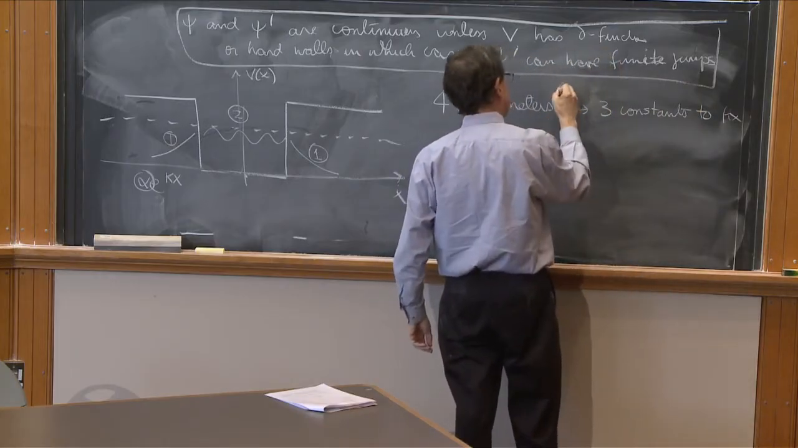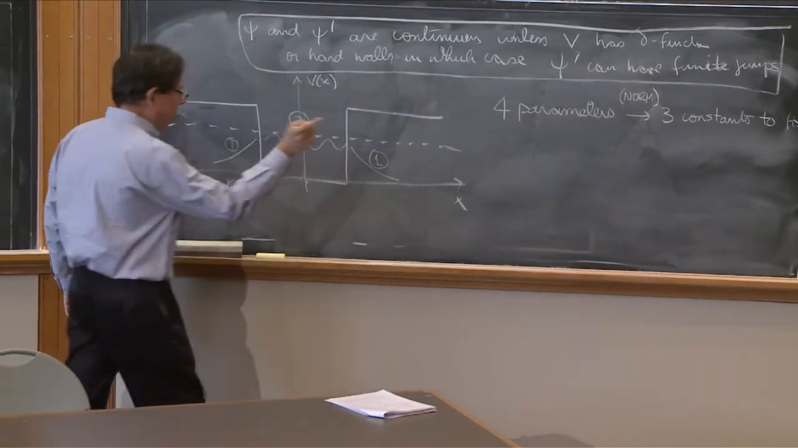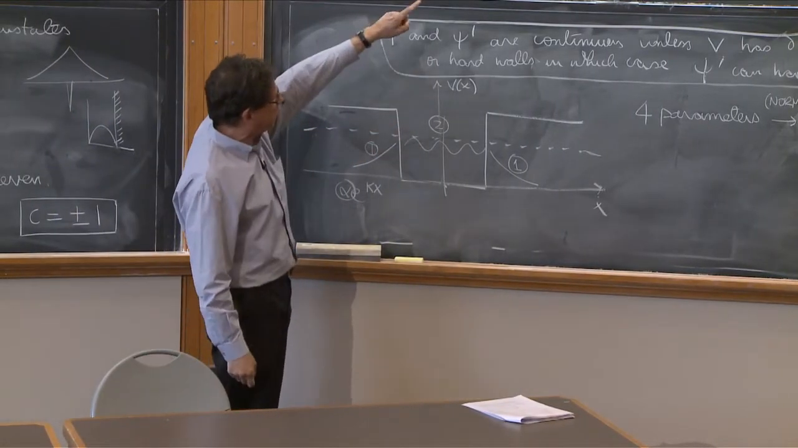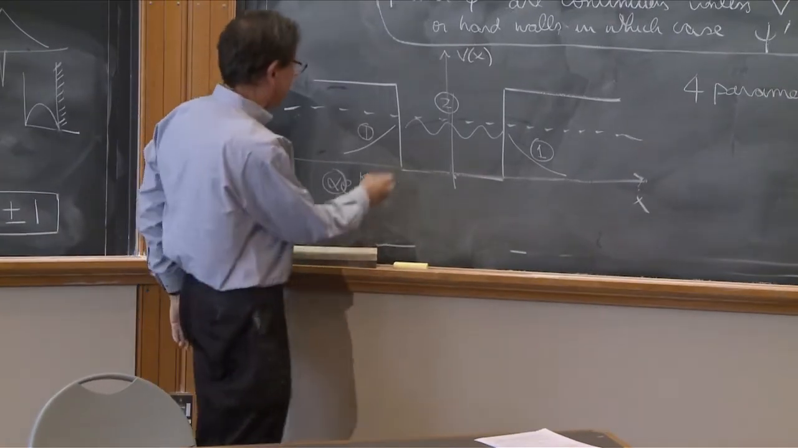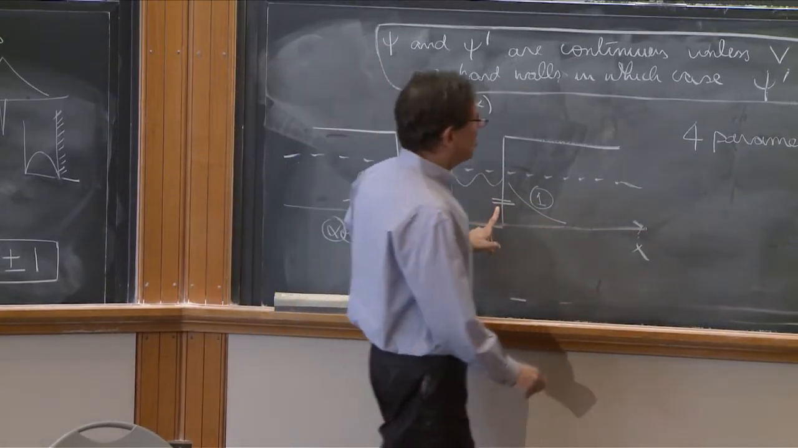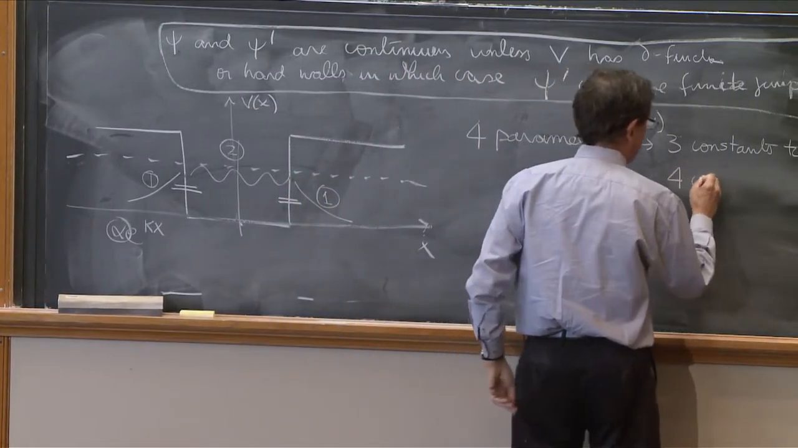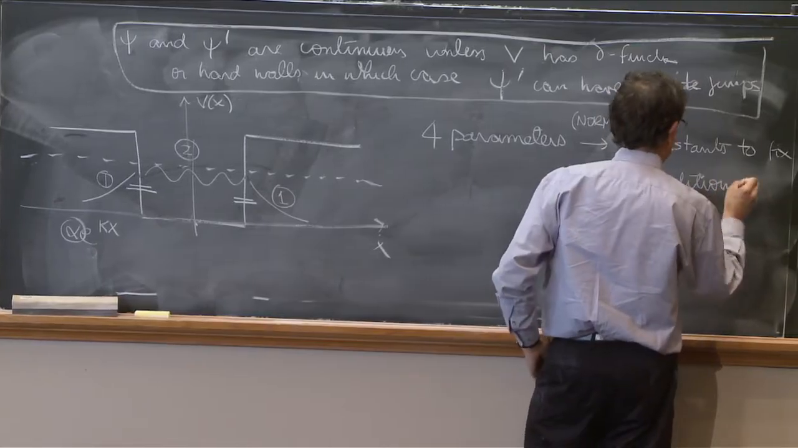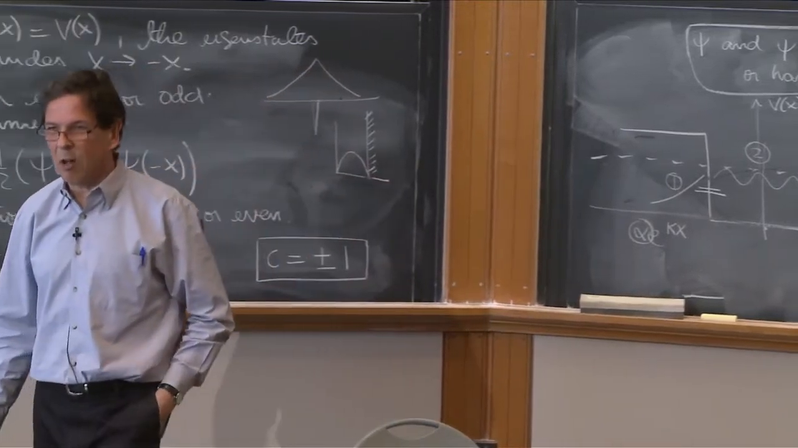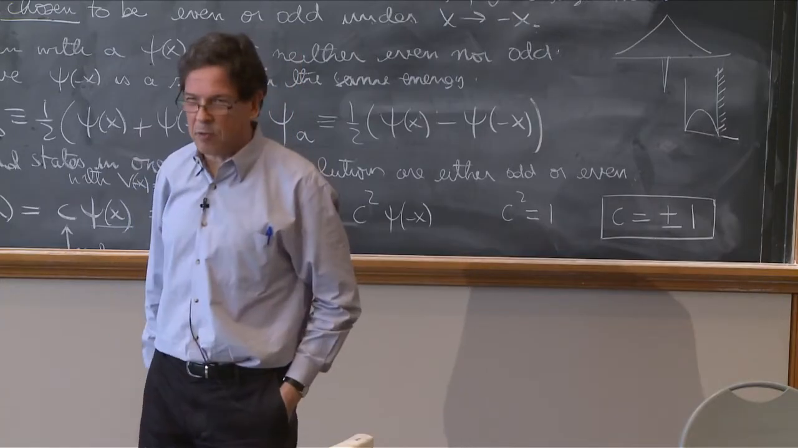4 parameters, and via normalization, or the multiplication by any constant, just 3 constants to fix. But this potential is nice enough that psi and psi prime might be continuous. So you get 2 conditions here and 2 conditions here. So 4 conditions, continuity of psi and psi prime, continuity of psi and psi prime. 4 conditions. So what did we get? We got in trouble. We've shown that this is unsolvable in general because there are more conditions than parameters.